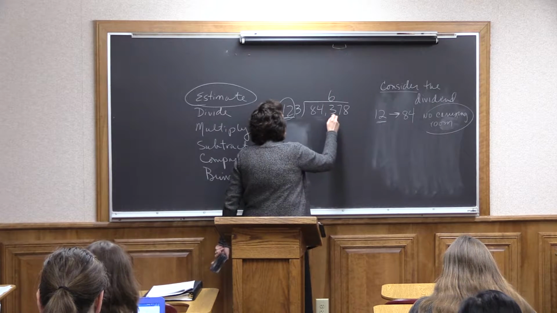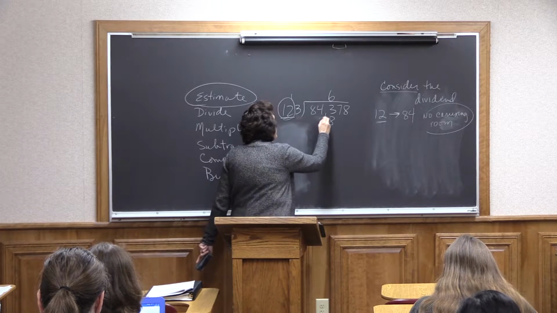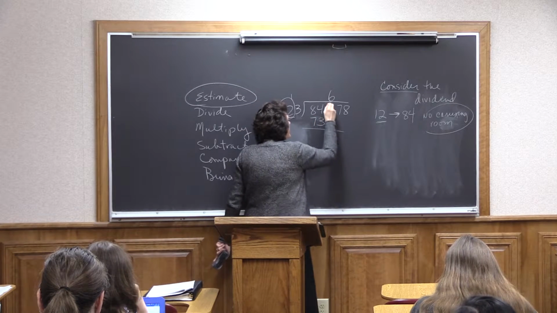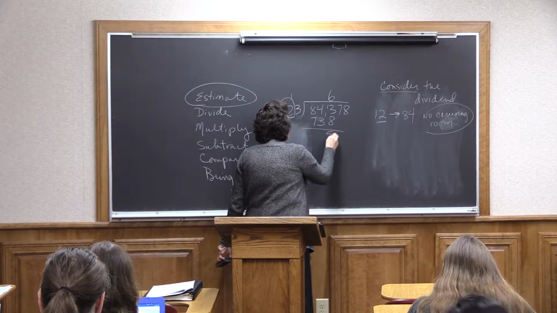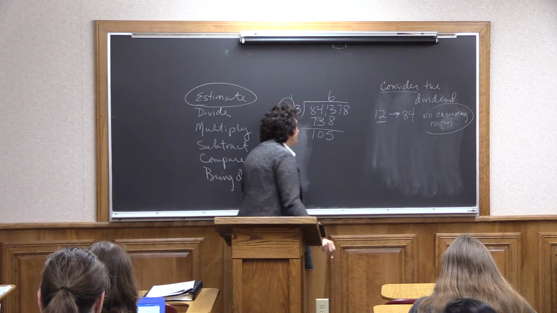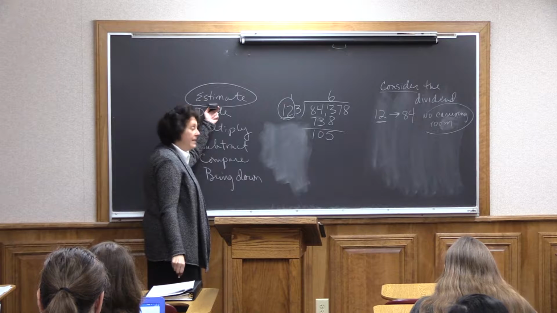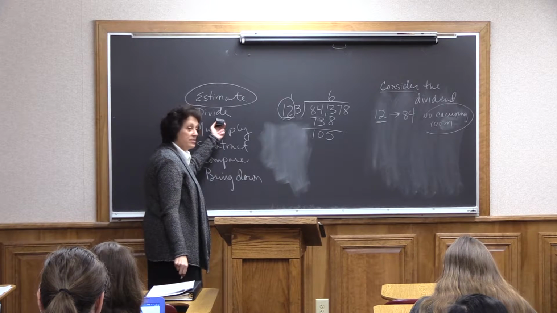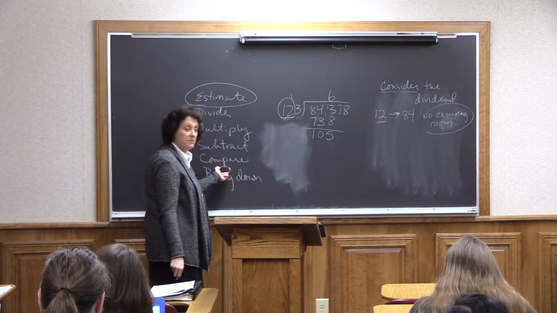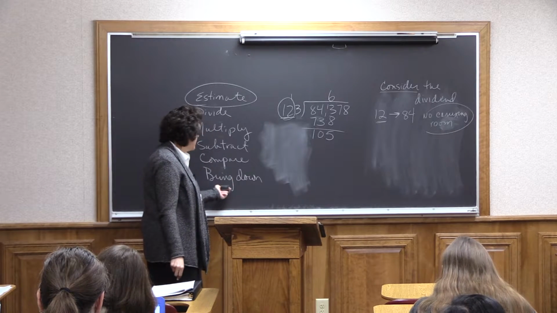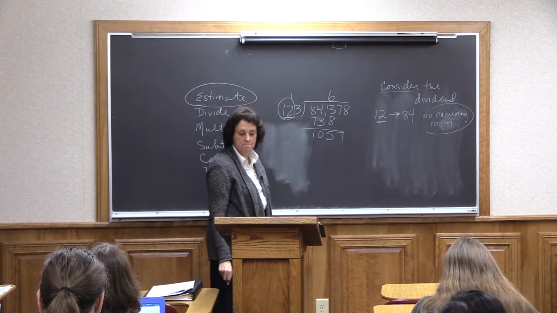Okay, so 6 times 3 is 18. 6 times 2 is 12. Carry my 1, that's going to give me 7. Then when I do the subtraction, I get 105. So I estimated, and I actually was able to get my division correct the first time. Multiply, subtract, compare. 105 is less than 123. Bring down my 7. And then I'm going to start over.